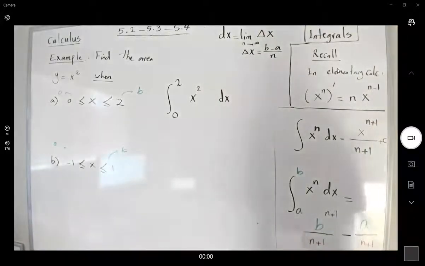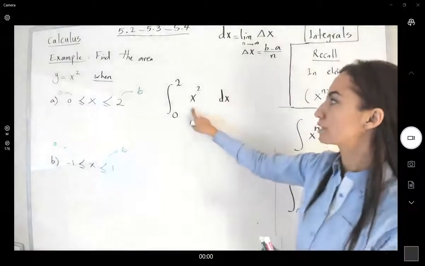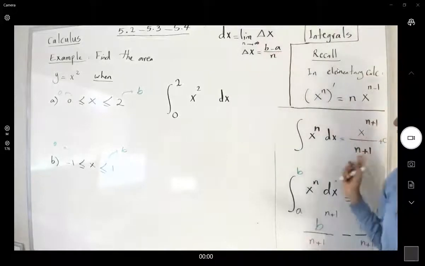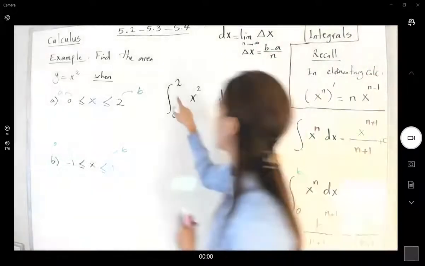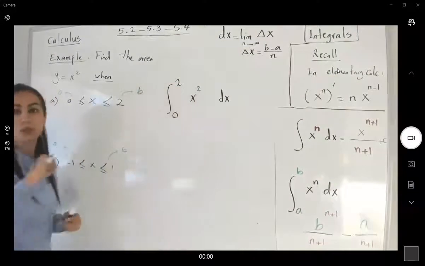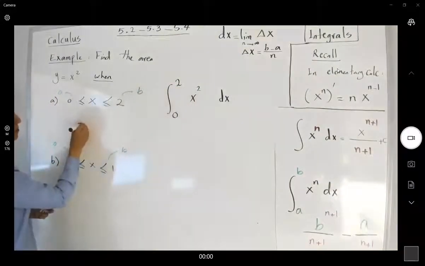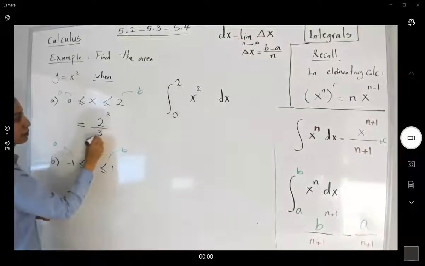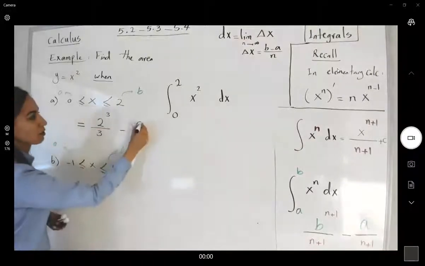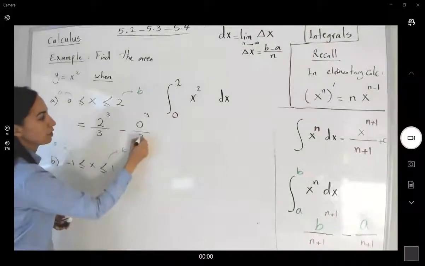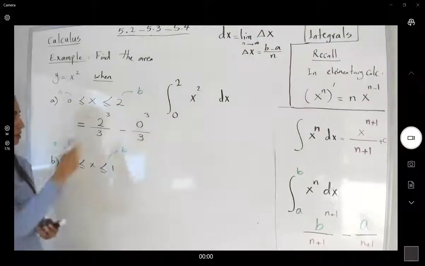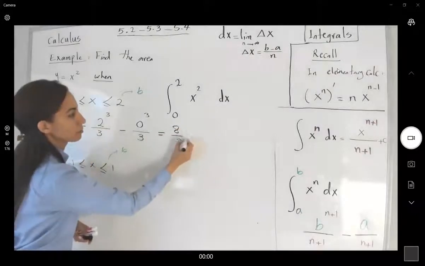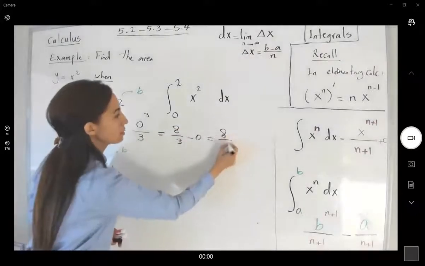Okay. I already know the antiderivative of x squared. It is x cubed divided by 3. Now I just need to substitute the upper bound: 2 to the third divided by 3, minus 0 to the third divided by 3. Here I have 8 over 3 minus 0, which is 8 over 3.